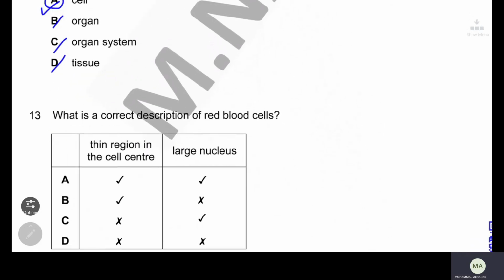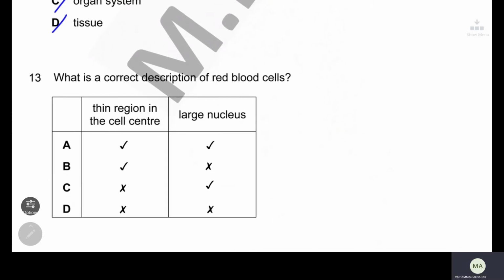Question number 13. What is a correct description of a red blood cell? A, thin region in the cell center, large nucleus. First of all, RBCs do not contain nuclei. There is no nucleus there, so I can exclude any incorrect answer here. If there is any incorrect text here, we will exclude it. So this will be excluded. This may be okay. This will be excluded. Then this may be okay.